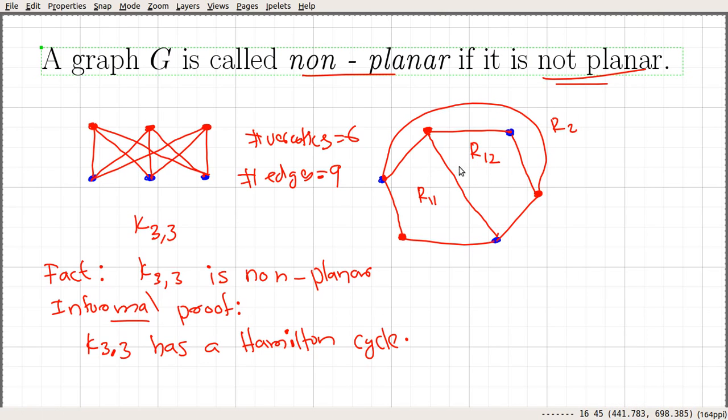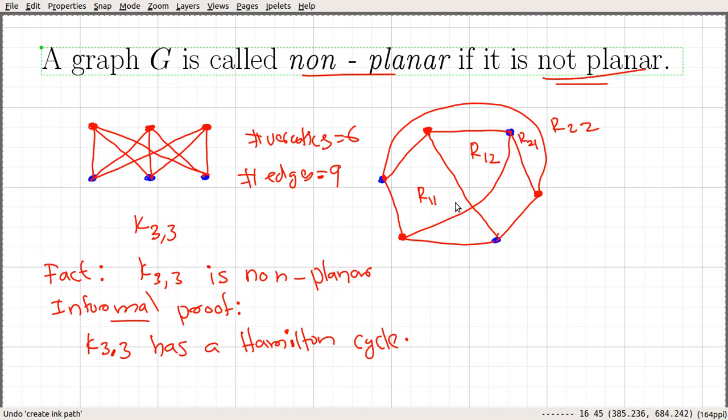So far so good. We added 6 plus 2, 8 edges, and we are left with one more edge. Here again this divides R2 into two regions. Let's call them R22 and R21. Now we are left with one edge, so either we have to go through this inner region or through this outer region. We want to add it between this red vertex and this blue vertex. If we add it this way, there is a crossing, so that is not allowed.